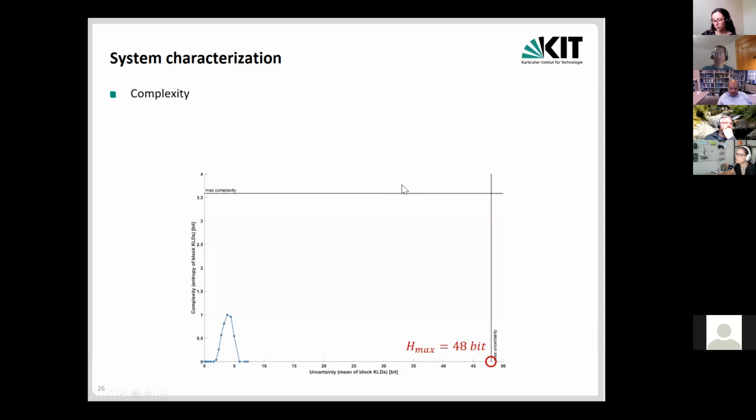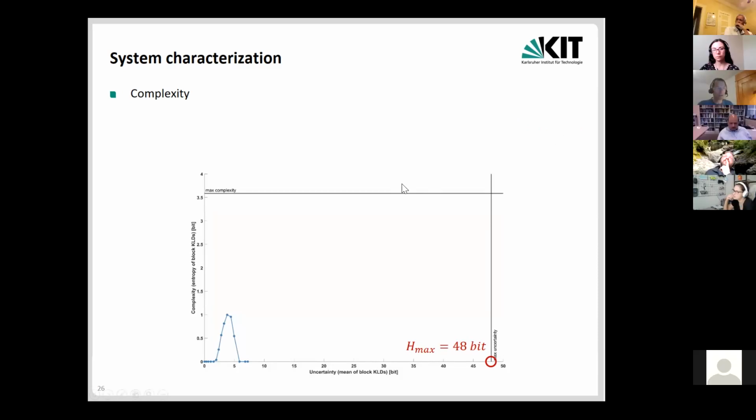And what we get from these joint calculations of mean entropy and entropy of entropies is a plot like this, the little blue line. But let's start with looking at the bounds first. On the x-axis, you see the uncertainty, which is expressed as the mean of the block entropies. Here it says KLDs, Kullback-Leibler divergences, but it's block entropies. And of course, the maximum you could get is again the 48 bit. That would be our maximum for uncertainty, or something lower according to Stephen.